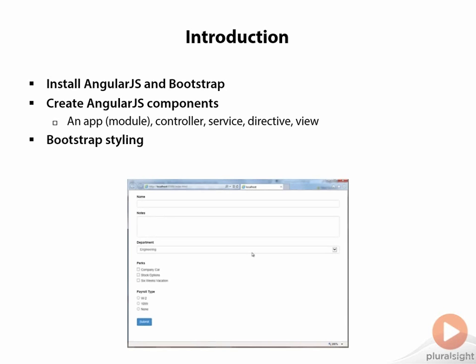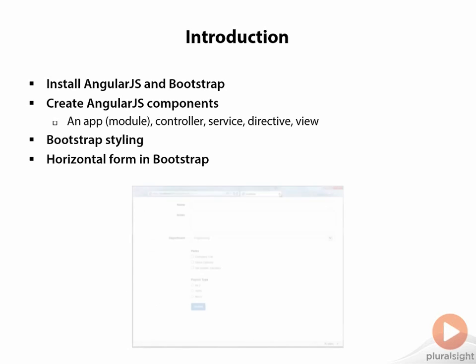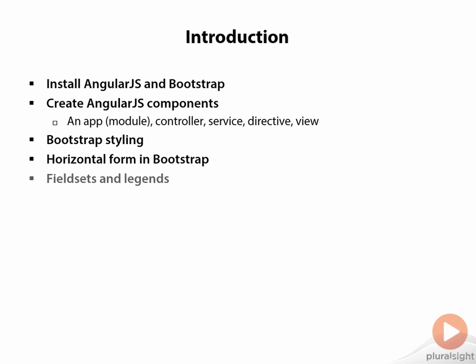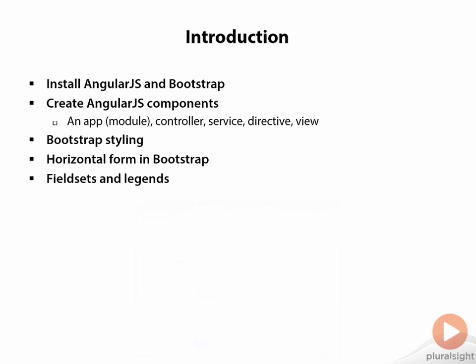We'll add Bootstrap styling to the form. Bootstrap offers many useful classes to keep our forms looking good and staying responsive on different display sizes. We'll use Bootstrap's 12-column grid system to create a horizontal form, where the field labels are placed to the left of the input controls. Bootstrap has special stylings for field sets, which divide forms into sections. We'll work with the field set and legend tags to further refine our form's appearance.